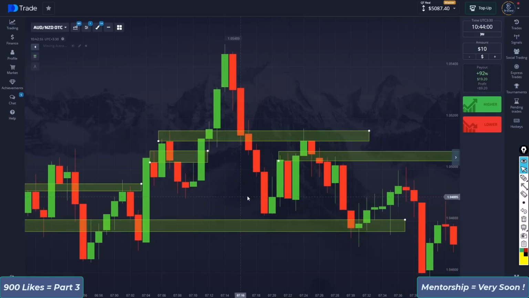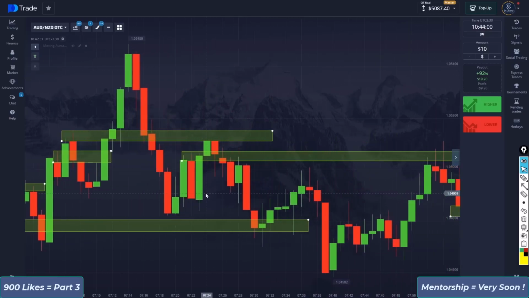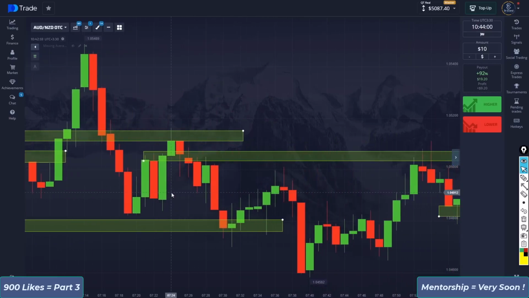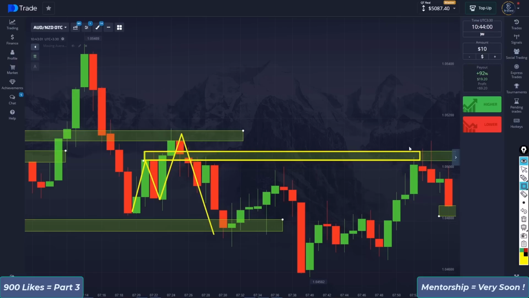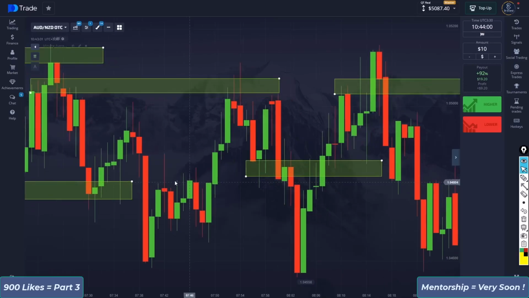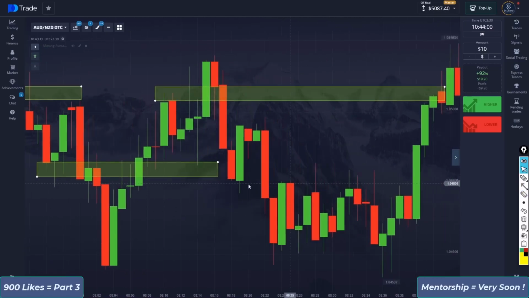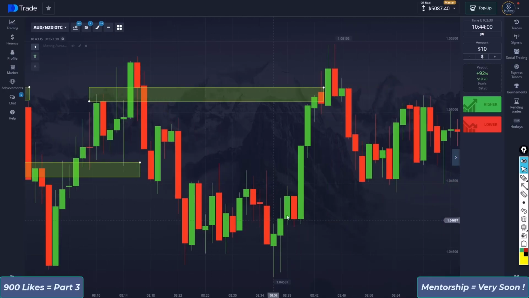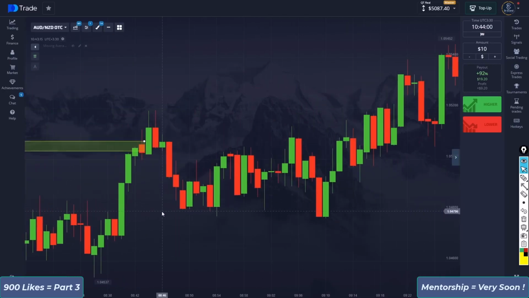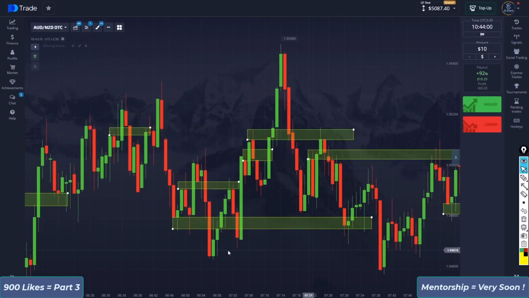We will check the confirmations for all of them, don't worry about that. So here, there's another QM, A, B, C to the upside, and then boom down, another one here. Another one, A, B, C to the downside. We go up, we come down at this point, and then we go up again. That's pretty much it.